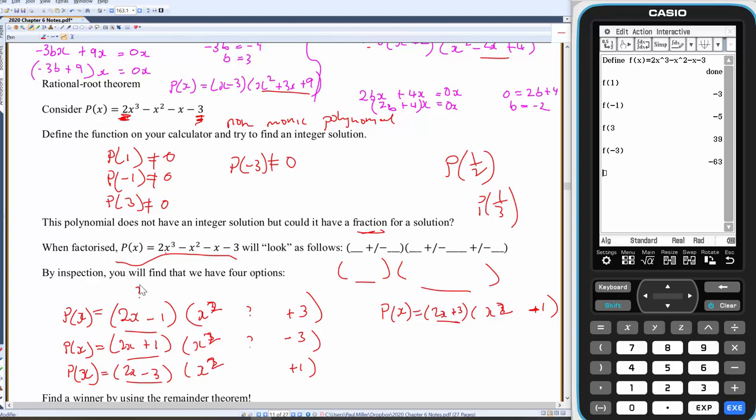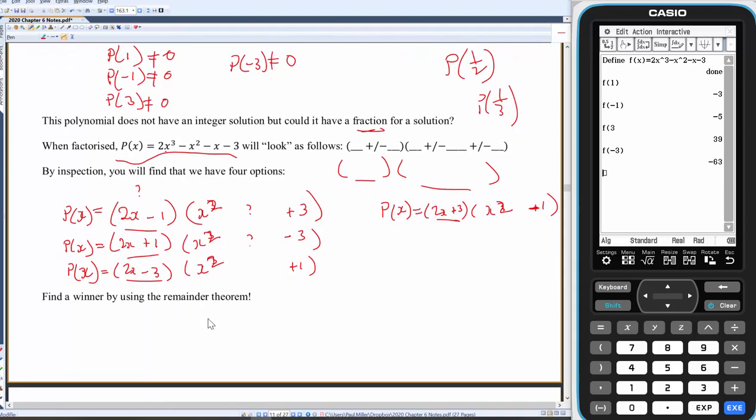So by inspection, you'll find that we have 4 options. That one, that one, that one, that one. And what we're going to do is use the remainder theorem. Now, how do I test whether this is a factor? Well, recall that what I do is I imagine that is equal to 0, in which case x is equal to a half. And I do p of a half, all right? This one here would be p of negative a half. This one here would be p of 3 on 2. And this one here would be p of -3 on 2.